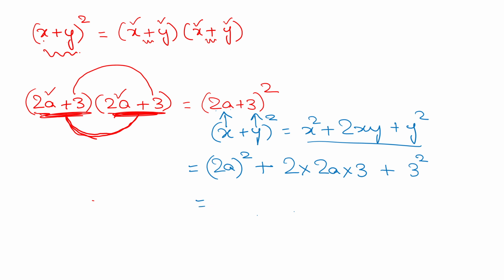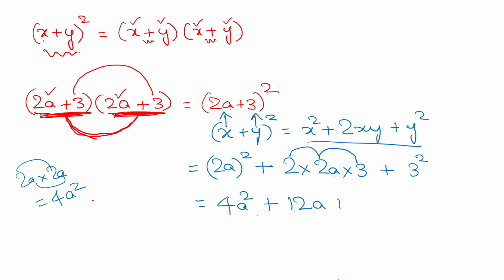Okay, now (2a)², let me do it in rough. You are not supposed to do it on the left hand side, but since I don't have place, I am doing it. 2 2s are 4 and a into a is a². So it is 4a² plus, now multiply the constants. 2 2s are 4, 4 3s are 12, and you have a, plus 3² is 9.